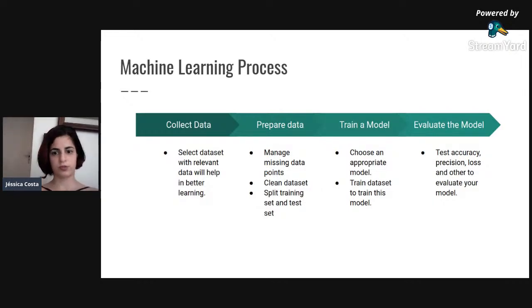Train a model, choose an appropriate model. In this case, with genomic data, I use sequence-based models to analyze sequences. It's a different model. Use a training data set to train this model. Evaluate this model. It's important to say: test accuracy, precision, loss, and how you evaluate your model depends on your analysis.